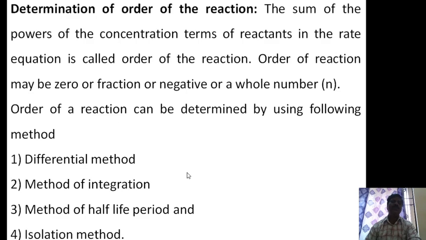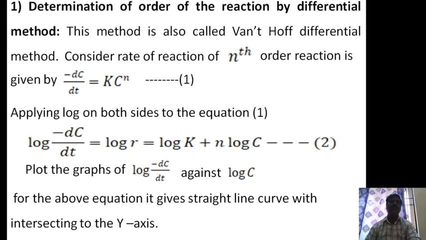First method is the differential method. Second method is the integration method. Third method is the half-life period method, and fourth method is the isolation method. These are the methods to determine the order of the reaction. Now, first we have to study them one by one. First one is determination of order of the reaction by the differential method.